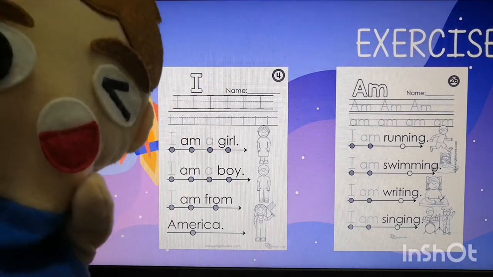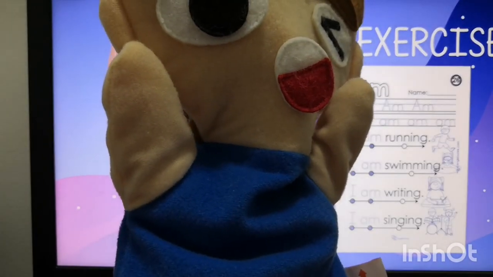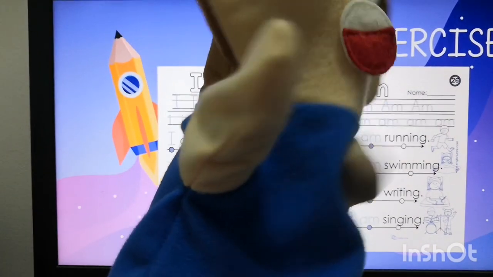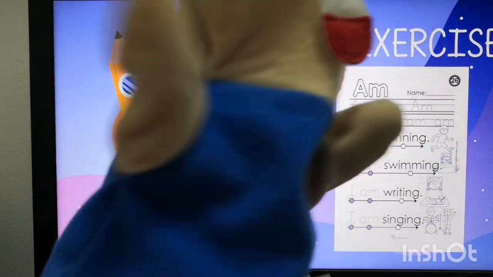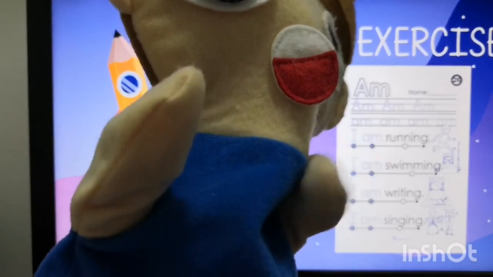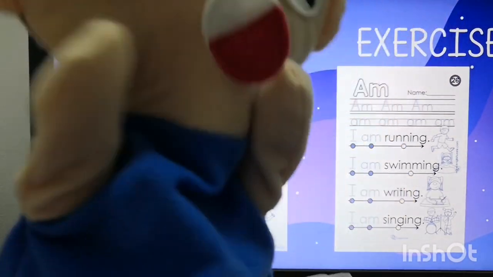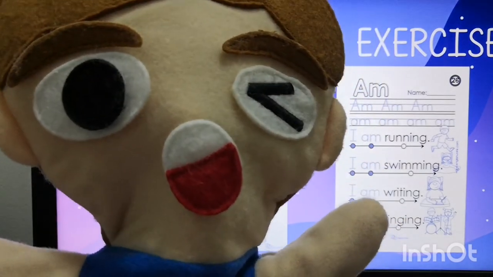I am from America. And here is M. I am running. I am swimming. I am writing. I am singing. La la la.